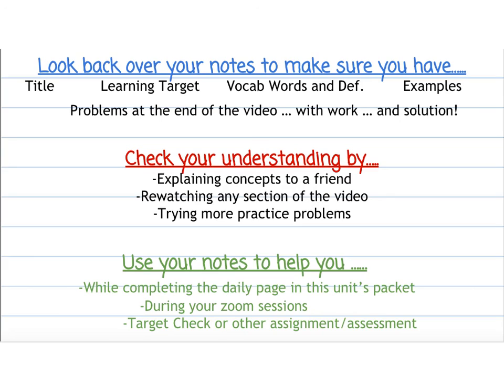So look back over your notes to make sure that you have all of these things written down. Do you have the title, the learning target, vocab words and definitions, examples with the work shown, and then the problems from the end with the work as well. You can check your understanding on this lesson by seeing if this is something that you could explain to somebody else. Otherwise, re-watch parts of the video that you're still stuck on, or try more practice problems. You will use your notes to help you when you're completing the pages in the packet for this unit, during your Zoom sessions, during target checks or other assessments, so keep them, and I might be checking them during Zoom as well.